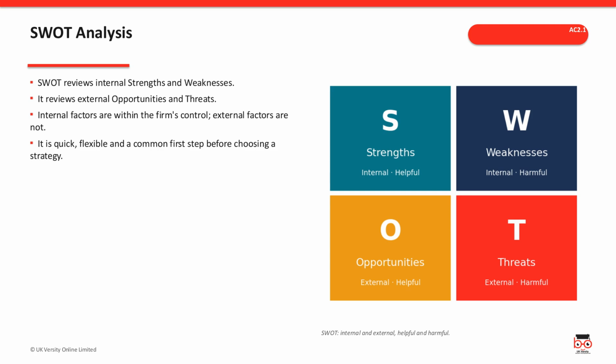Let's start with the most widely used tool of all, SWOT. It asks you to review the internal strengths and weaknesses inside a firm's control and the external opportunities and threats it can't control. It's quick, flexible, and usually the first thing managers reach for before choosing a strategy. If Burberry ran a SWOT, its heritage brand would be a clear strength, while its exposure to the ups and downs of the luxury market might sit firmly in the threats column.